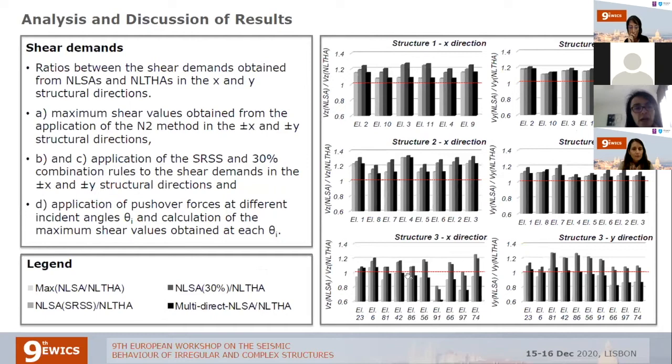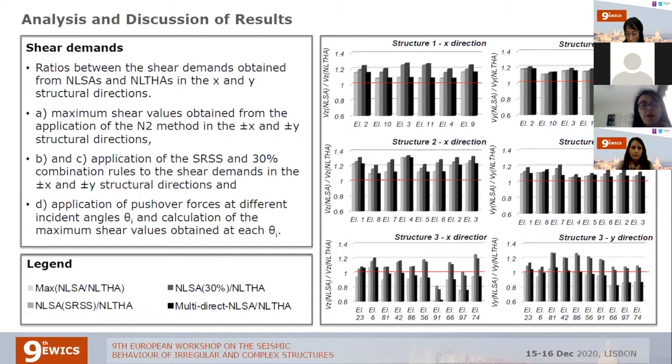In this work the shear demands are also evaluated, calculating the ratios between the shear demands obtained from nonlinear static analysis and nonlinear time history analysis in the main structural directions and in the direction theta. In particular, the maximum shear values in the main structural directions are first evaluated, then the shear demands are calculated using the combination rules, and finally the application of the pushover forces at different incident angles allowed the calculation of the maximum shear values obtained at each theta.